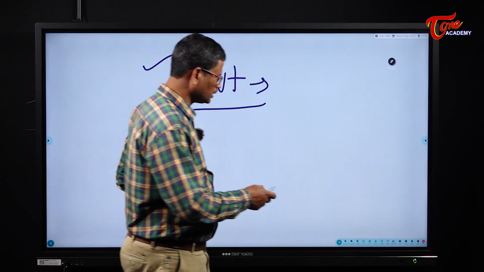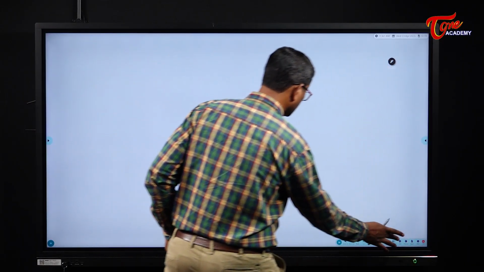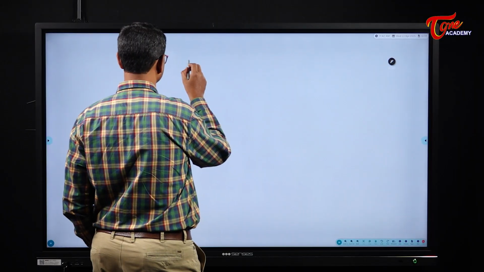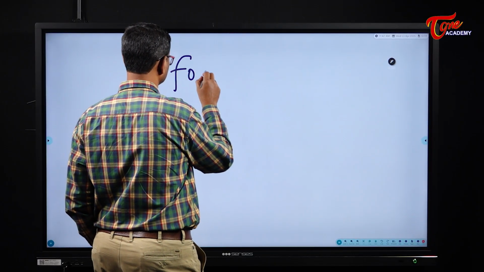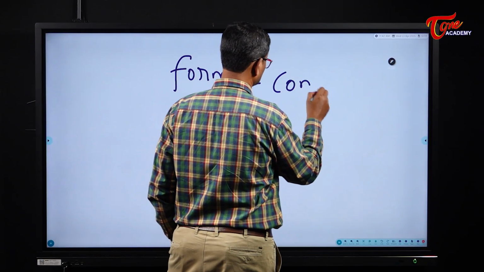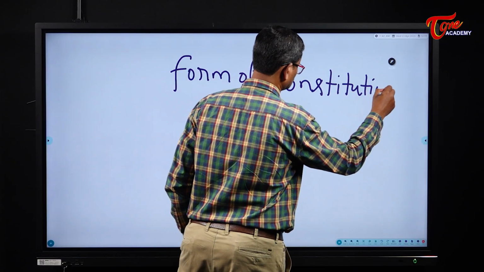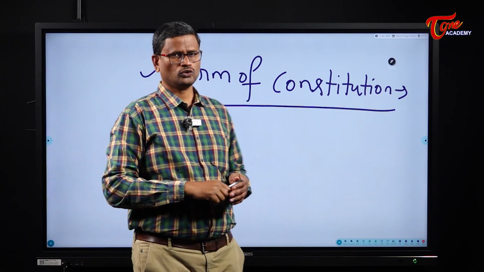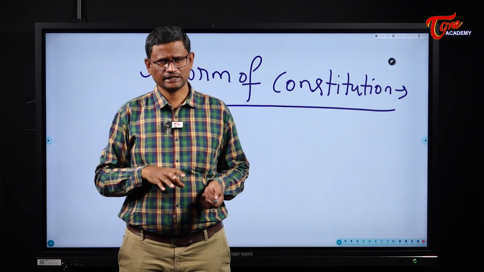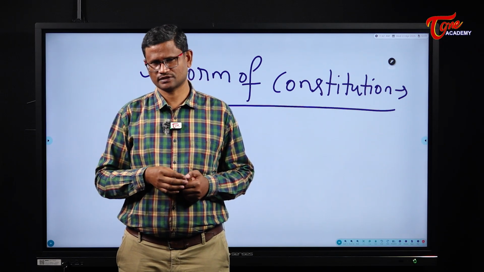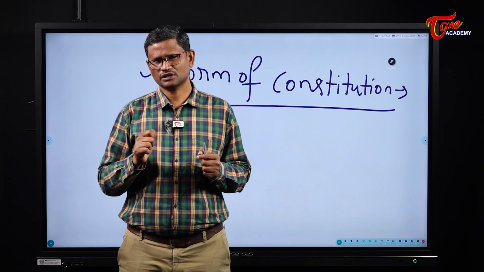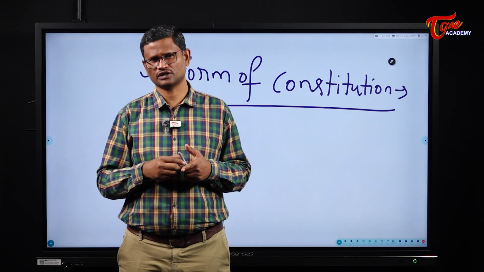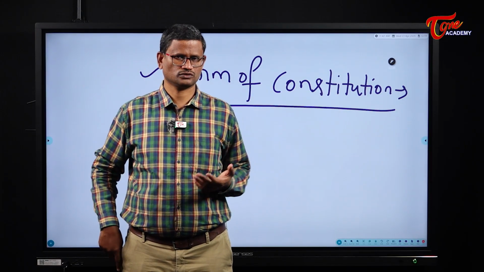Then when it comes to the kind of constitution, form of constitution, so while delivering a lecture and a speech before the Constituent Assembly, Dr. B.R. Ambedkar has favored a federal constitution for India over a unitary constitution.